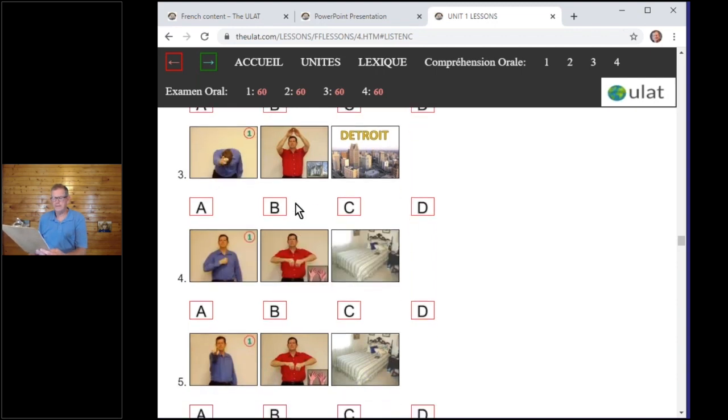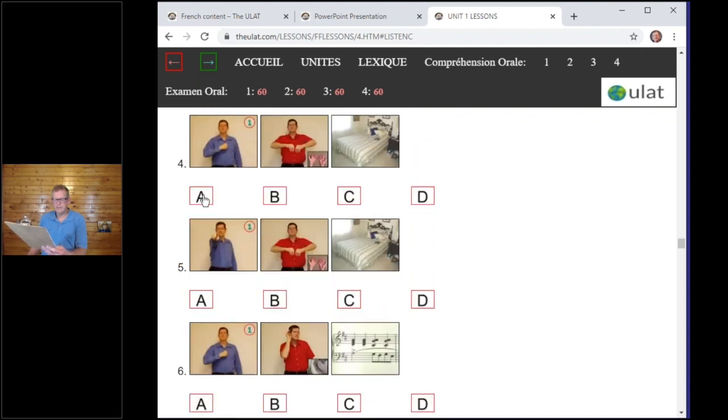Numéro 3. Take a good look at the statement. Think how it would be said, and pick which one is the correct response or the correct statement. Vous habitez à Détroit. Tu habites à Détroit. Tu habitais à Détroit. Vous habitez à Détroit.